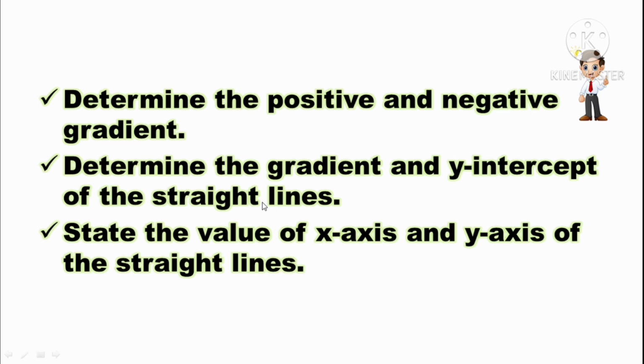And then for the third, you will be able to state the value of x-axis and y-axis of the straight line, which you will see the vertical and horizontal line, that is the vertical line will always cross and only cross the x-axis, and the horizontal line will cross the y-axis, right?